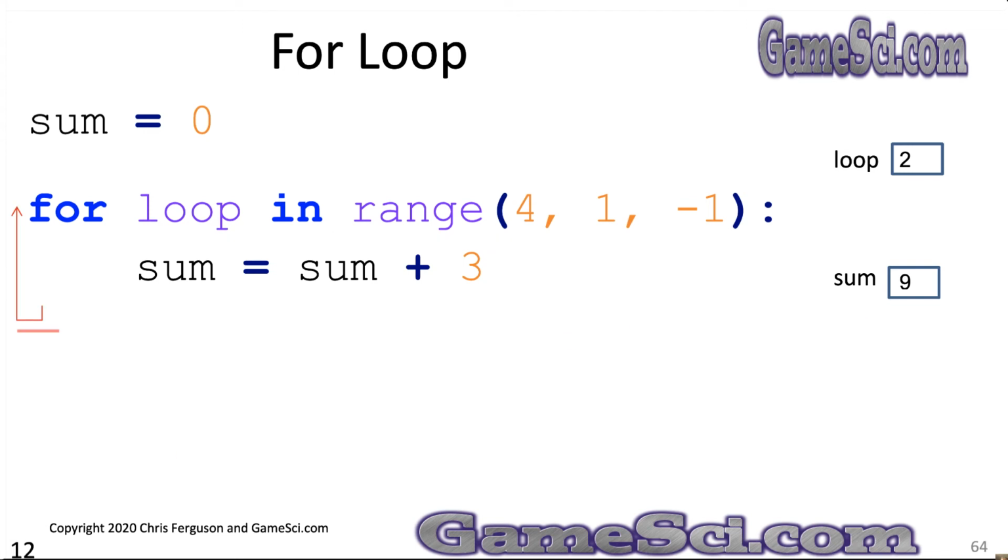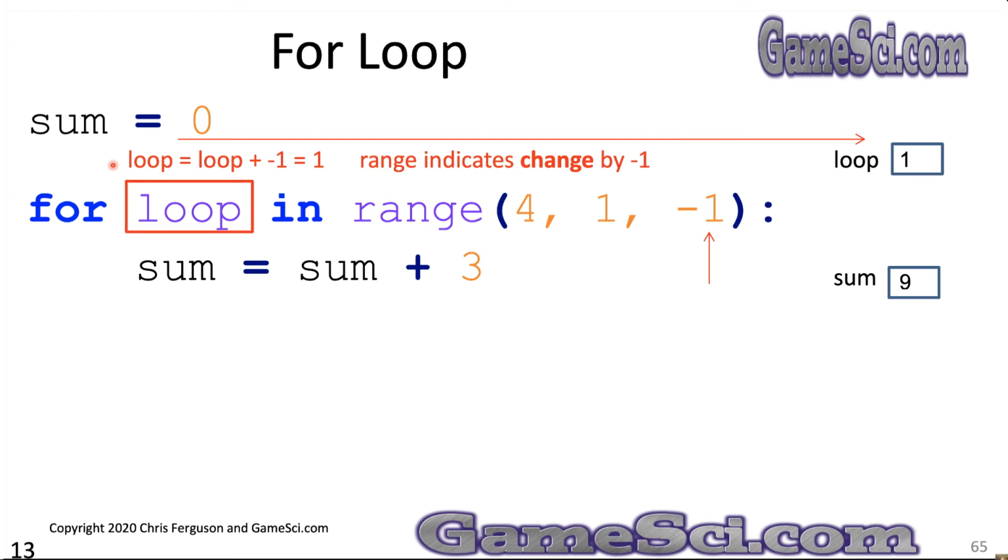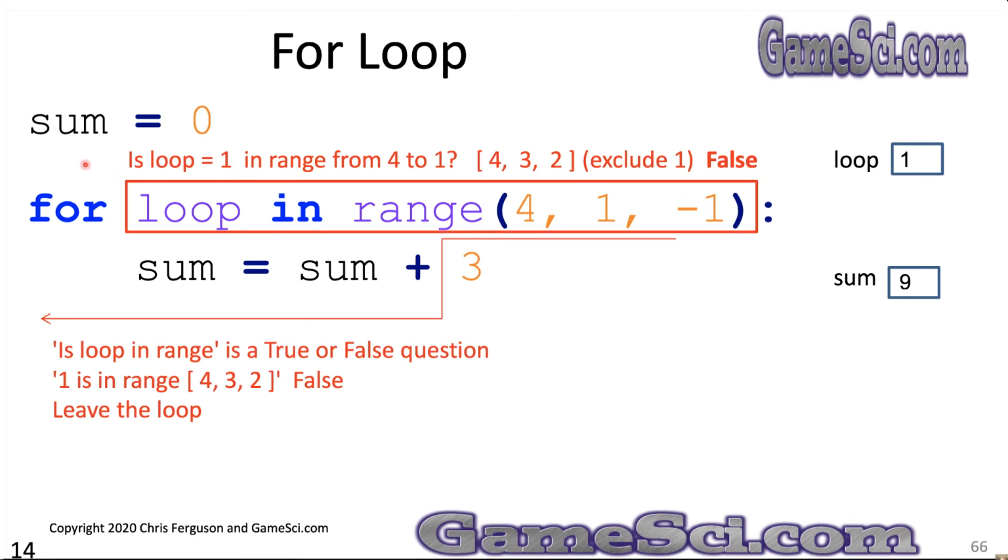We hit the end of the loop and spin back up to execute the code again. Loop equals loop plus minus 1. The range indicates that we're going to subtract 1 every time through the loop. So loop comes to the value 1. Well, when loop equals 1, is it in range from 4 to 1? The answer to that is false. Remember, the top of the range, the end of the range, is not included. We exclude the 1. So when loop equals 1, we are a false statement.